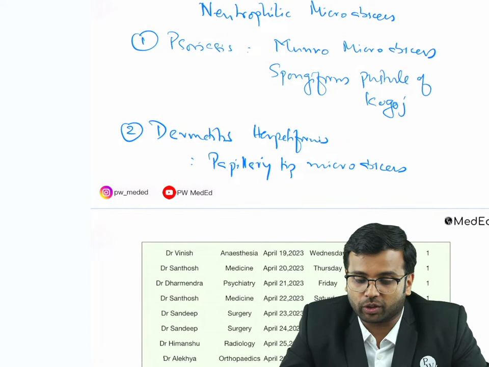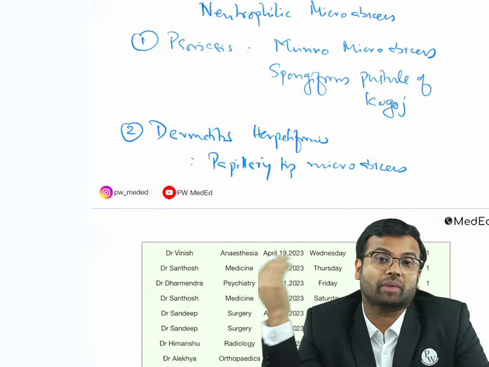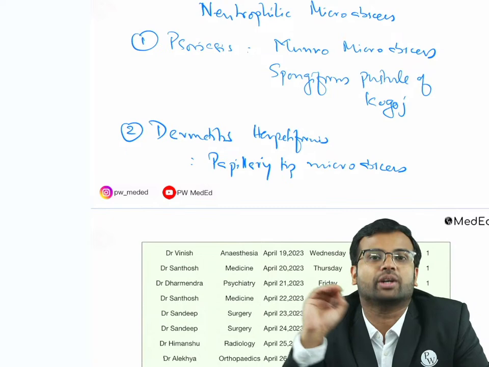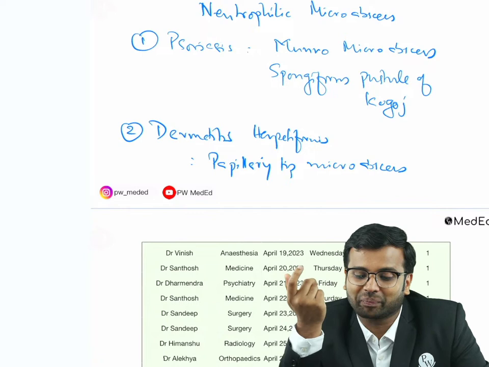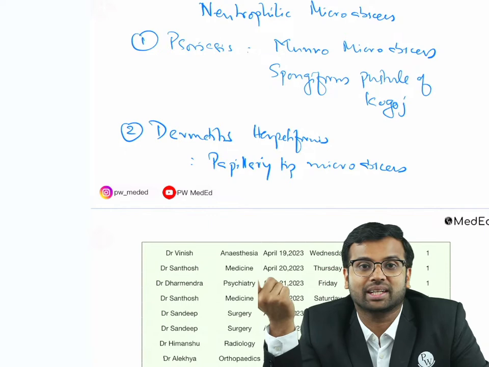See, remember Pautrier microabscess, that is in mycosis fungoides. But please remember that Pautrier microabscess is not neutrophilic. What is the type of cell that you see in Pautrier microabscess? The options are neutrophils, lymphocytes, eosinophils. Can you answer? Pautrier microabscesses are lymphocytes, that is seen in mycosis fungoides.